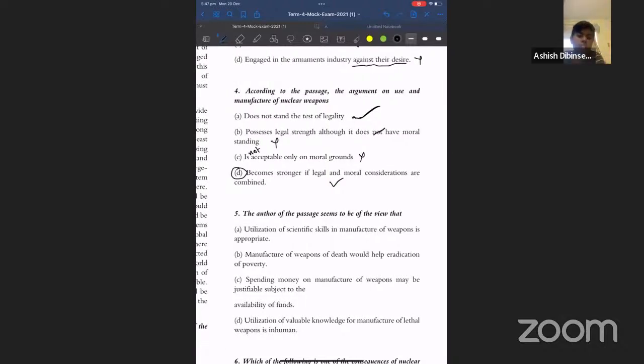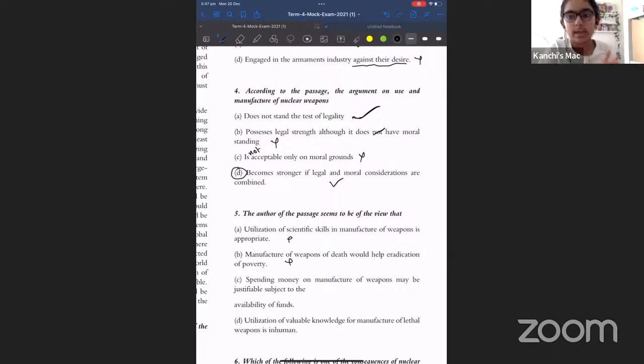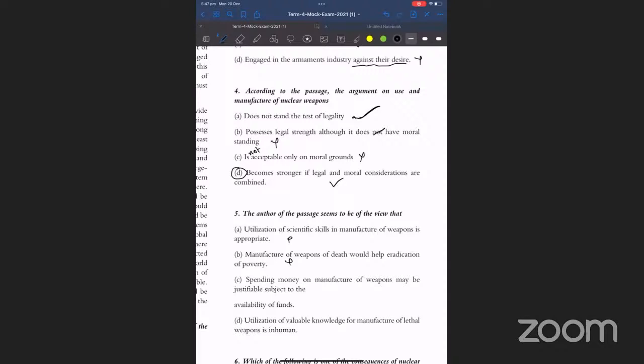Yes. All right. The author of the passage seems to be of the view that utilization of scientific skill of the manufacturer is appropriate. Nope. He's saying that it is inappropriate and it is bad for the world. "Manufacture of weapons of death could help eradicate poverty." No, it doesn't say that. What does eradicate mean? End, or get rid of, or completely eliminate.